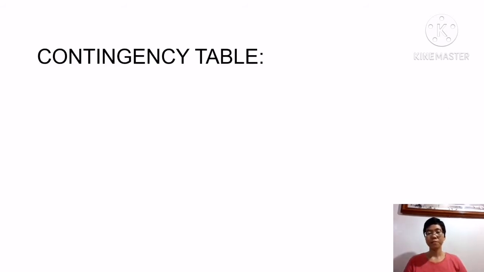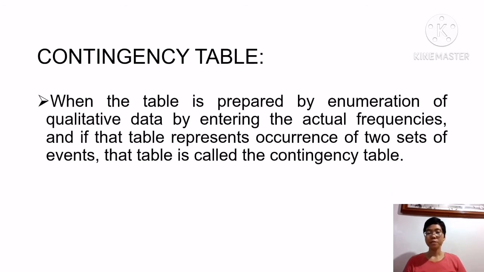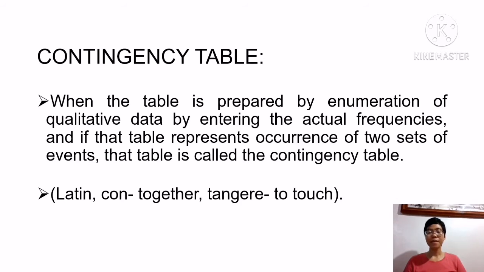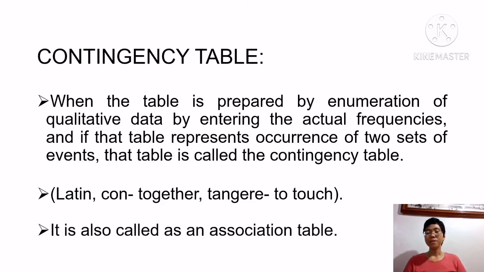Contingency table. When the table is prepared by enumeration of qualitative data by entering the actual frequencies, and if that table represents occurrence of two sets of events, that table is called the contingency table. This came from the Latin word con, meaning together, and tangere, to touch. It is also called an association table.